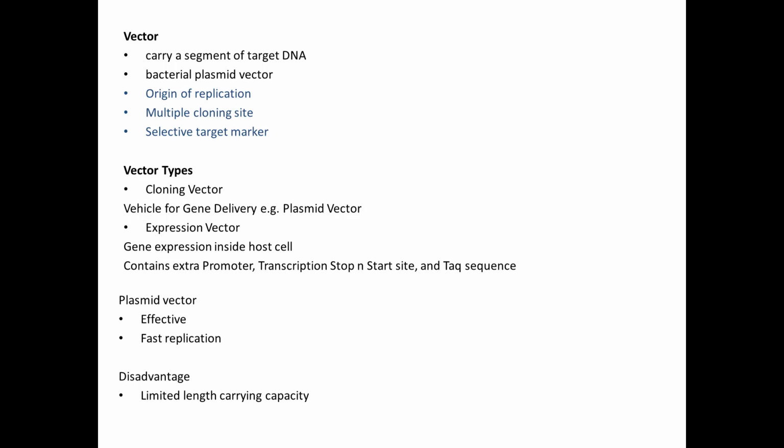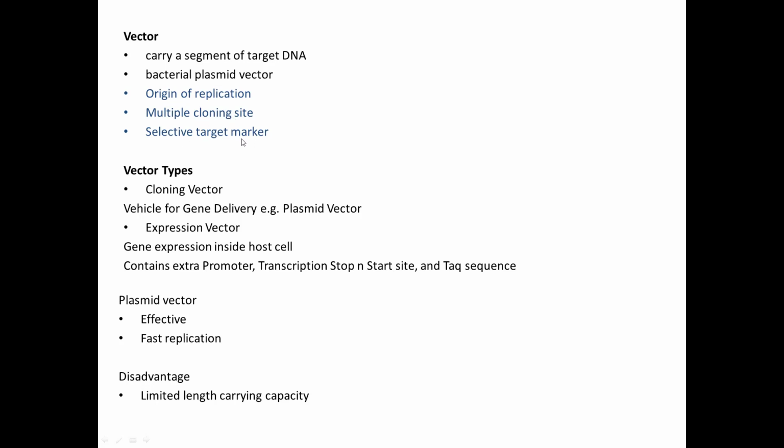Let's discuss the vector. To be a vector, it should have the property to carry a segment of target DNA. Generally, the most common vector is the bacterial plasmid vector, and it is a circular double-stranded DNA which is capable of self-replication, as it has the origin of replication. This bacterial plasmid vector also has the multiple cloning site, and it also has the selective marker.